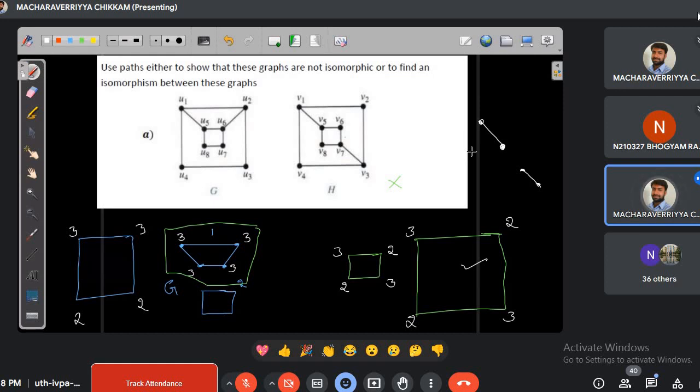Alright. So to say that it is not an isomorphism, you can give n number of reasons here. However, they are asking us to show it using paths. You can take these circuits. Alright. A circuit is also a path, but it is a closed path.